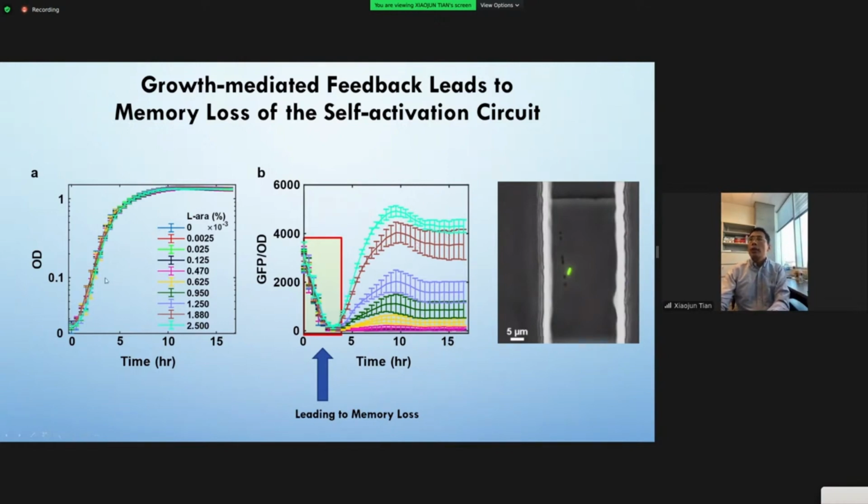So the reason is that after we dilute the cells into the fresh media, the cells will grow very quickly. So the cells will dilute the GFP level, the circuit gene expression, very quickly. That's the reason we have a very quick drop of the GFP here. And also you can see from here that when the cell divides, the GFP is gone very quickly, right?